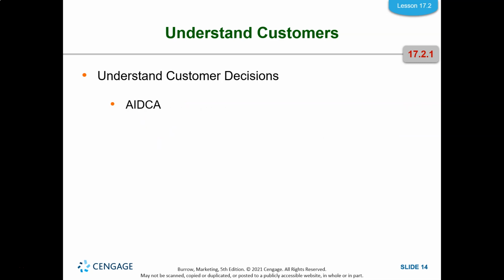Under the subheading of understanding customers, you need to understand customer decisions, and that is an acronym, AIDCA. In section 2.1, that is going to be talked about in detail on page 480, but basically AIDCA is attention, interest, desire, conviction, and action. We're going to talk about those on page 480.